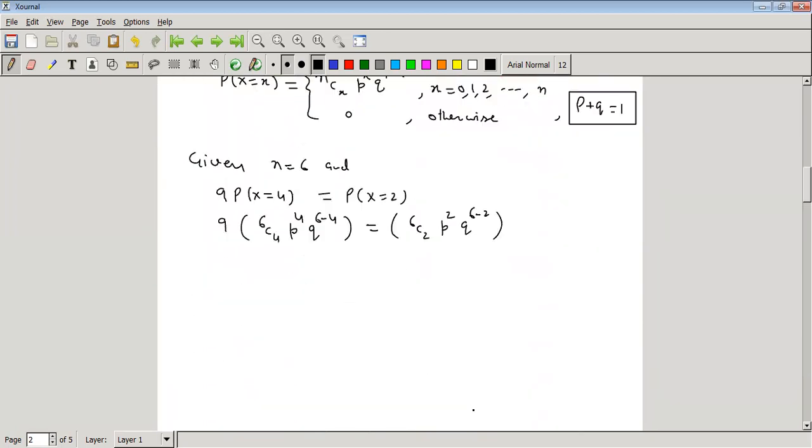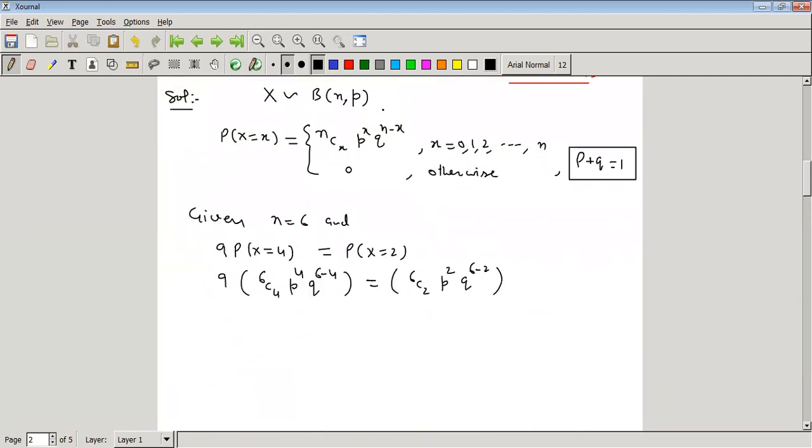Here we put the value of x: x is 4 and here x is equal to 2. So we put the value in this, and this implies 9 times 6C4 and 6C2 both have the same value, so we can cancel this out. P square and P4 are cancelled. So we get 6C2 and 6C4; Q to the power 6 minus 4 is 2 and 6 minus 2 is 4.